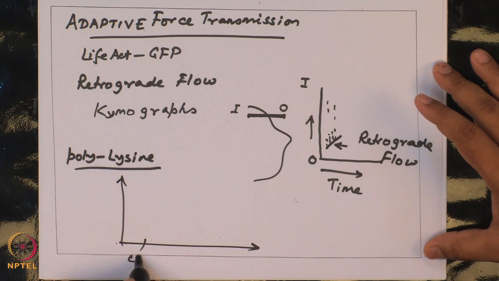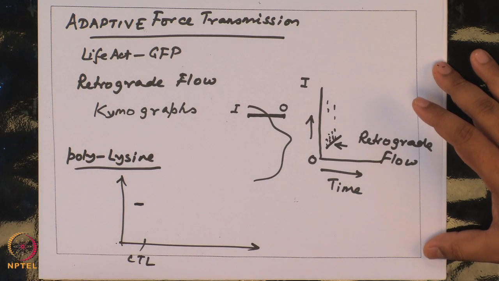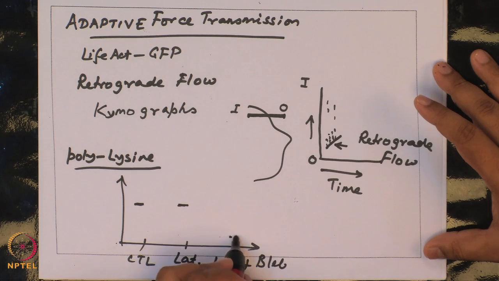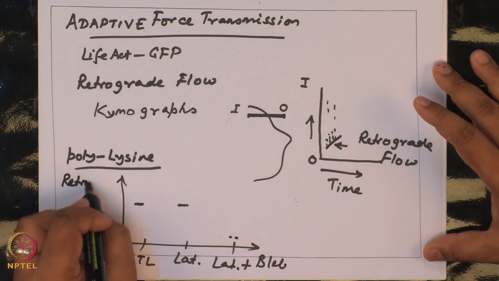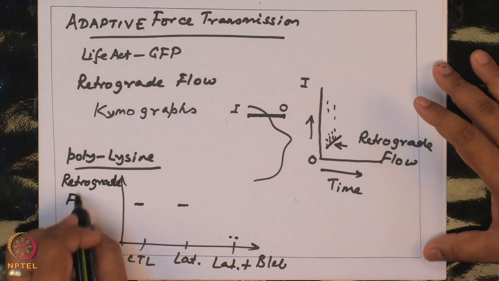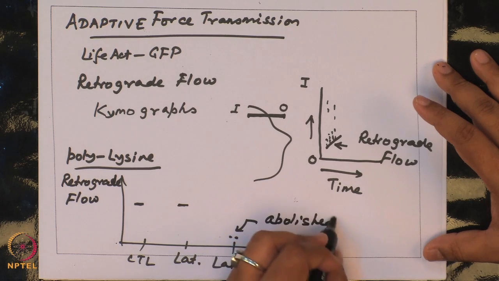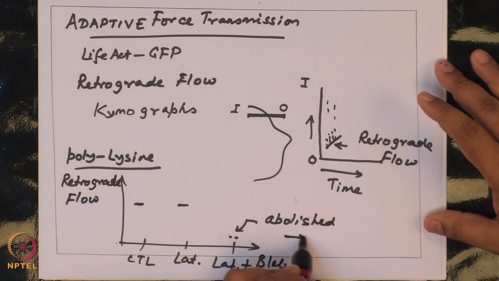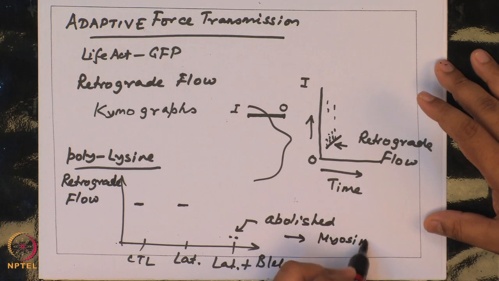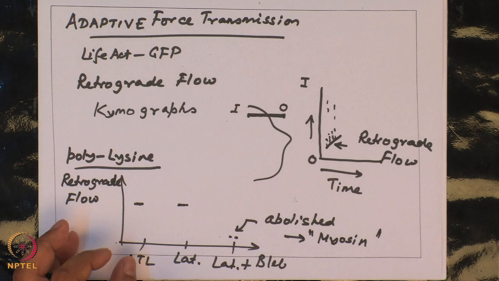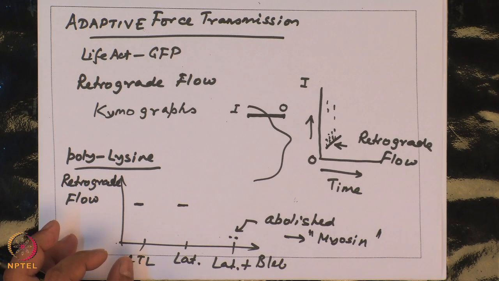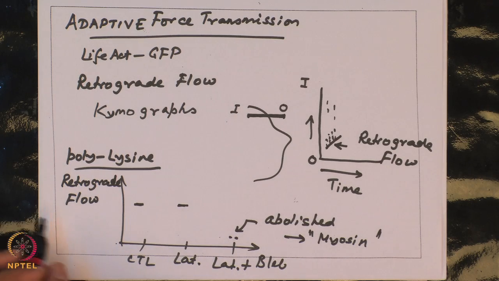In control cells, you had a certain magnitude of retrograde flow. When you inhibited polymerization with latrunculin, you had a comparable value, but when you added latrunculin plus blebbistatin, this is my retrograde flow axis, it was completely abolished, suggesting that you have myosin motors. Once again, similar to mesenchymal migration, you have myosin which contributes to retrograde flow. Now, this is under adherent conditions.